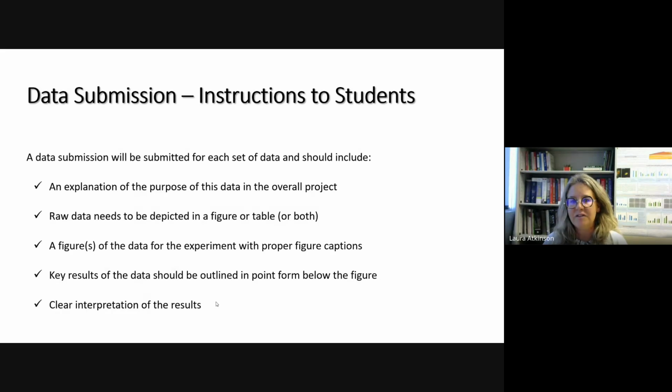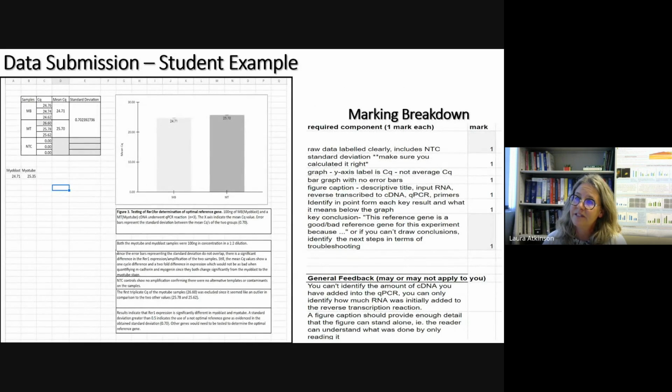So I kind of see this as like a preliminary figure. So here's an example. This is in an Excel spreadsheet. They have their data, they have their graph, they have their figure caption, and then the key findings of that figure.